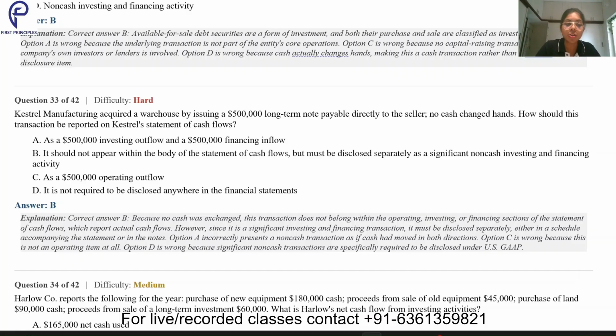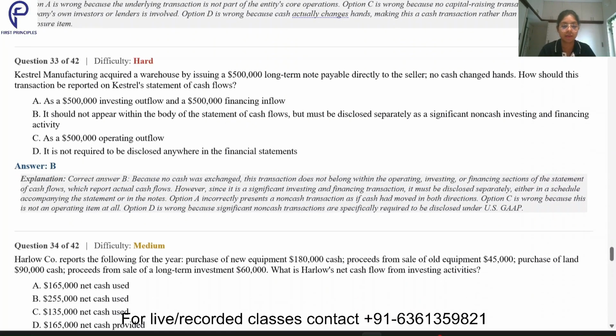Option D, it is not required to be disclosed anywhere in the financial statements. Is it correct? No. Why? Because non-cash transactions are required to be disclosed under US GAAP, and this is actually a very huge amount. So that's why we need to disclose it. Though we are not going to report it in the body, it is going to be disclosed.